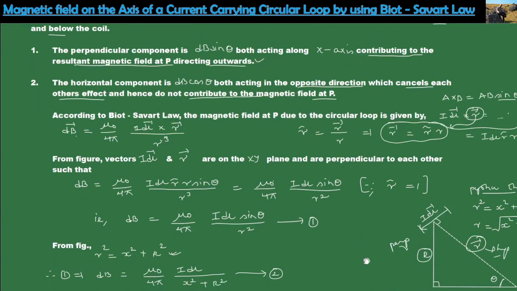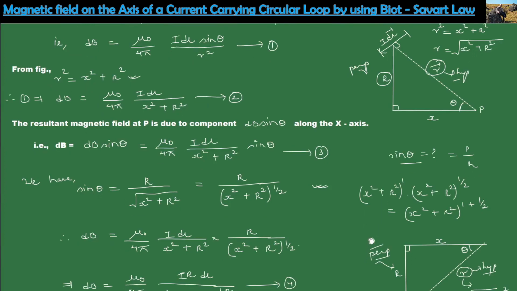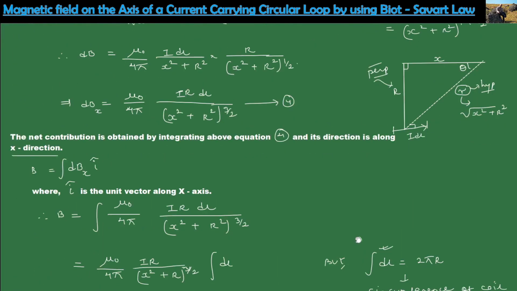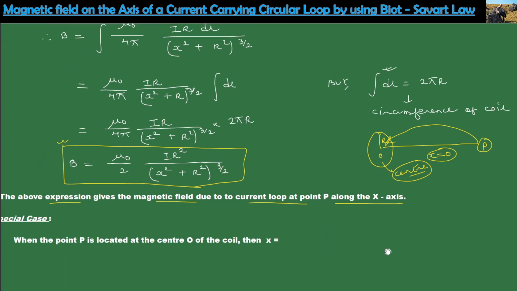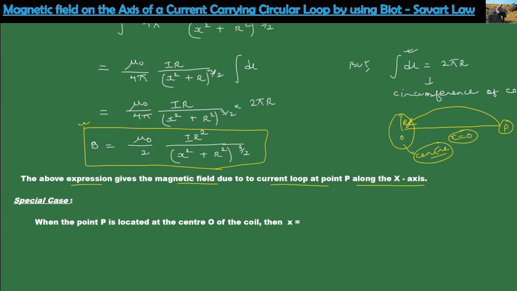So what happens when the value of x is equal to 0? What will this equation which we have derived over here give us? When x is equal to 0, it means that the point P is located at the center O of the coil. So if I mark this as relation number 5, the magnetic field at the center of the coil will be given by what?